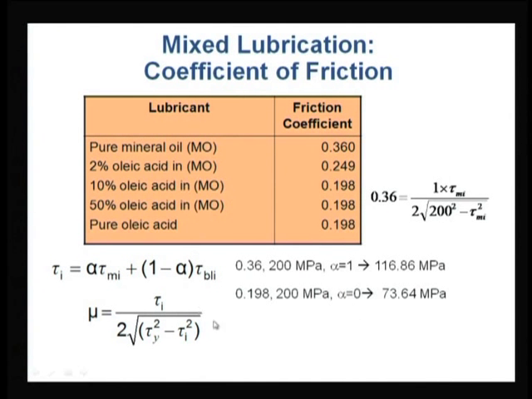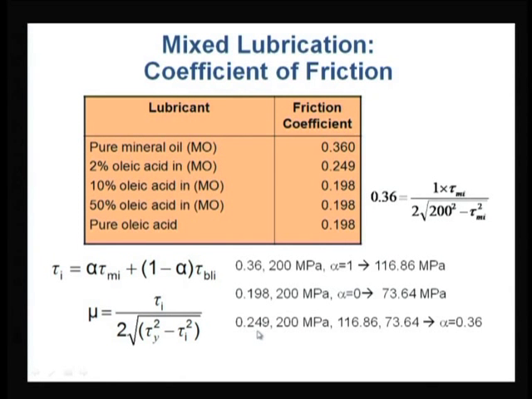Now, I can find out any intermediate value, that means I can find out the mixed lubrication, what is happening in this case. The third case was 2% oleic acid, which was more of a mixed lubrication, and we are able to find out the results.